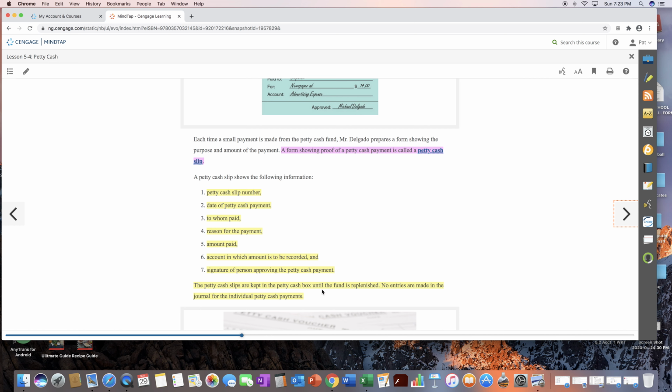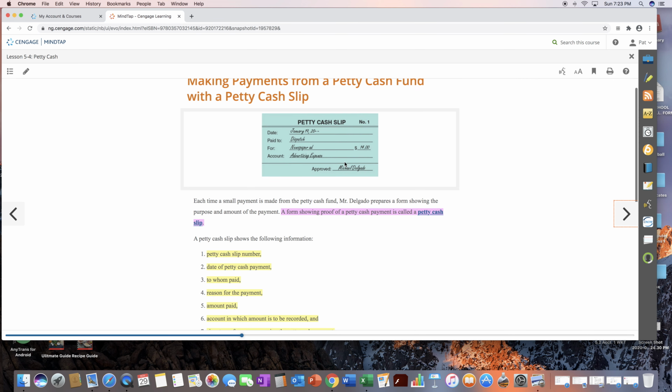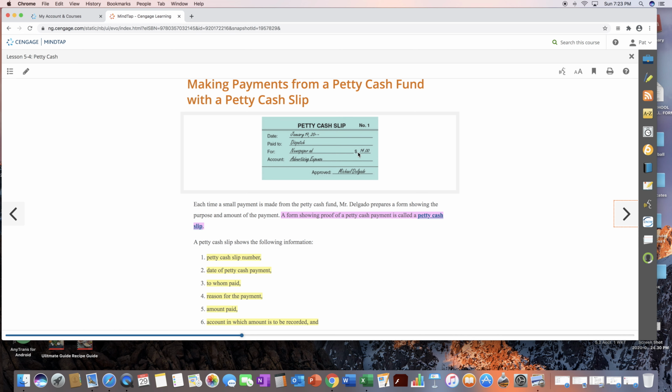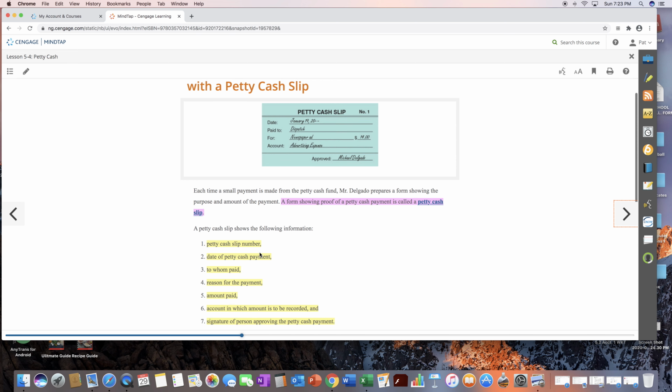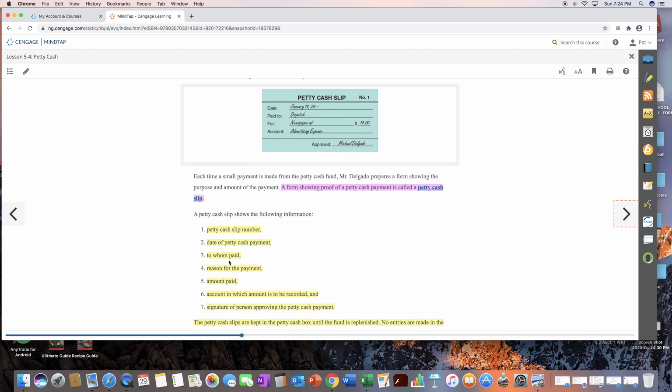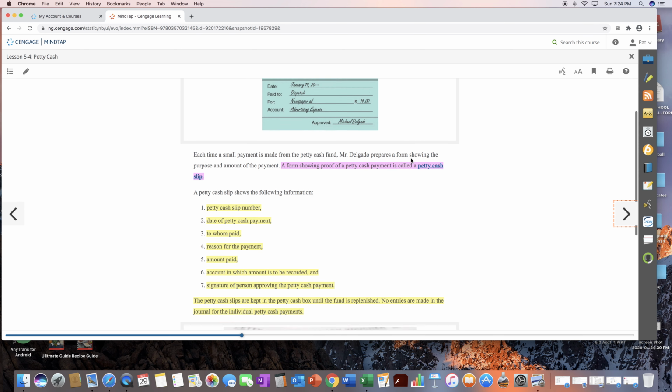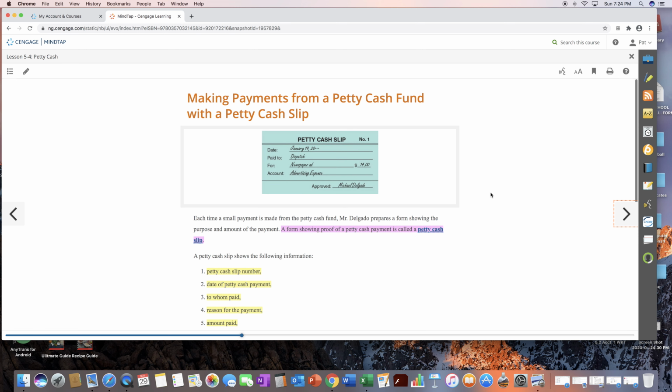Petty cash slips are kept in the petty cash box until the fund is replenished. No entries need to be made for these minor payments. We will do it all at the end of the month or when the petty cash fund gets below a certain amount. So we have to fill out a petty cash slip with the items you see listed: date, who it is, reason, the amount, which account to record it in, the signature, and who approved it. So we have a petty cash fund established with the journal entry, and then we have petty cash slips paid and kept in a petty cash box until we need to record all of them.